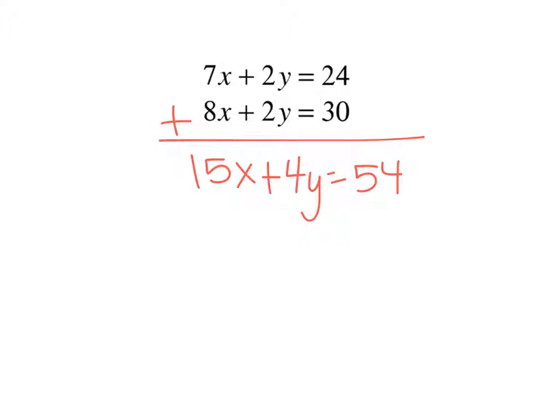Now before, we would always have a 0x or a 0y. We notice that we don't have that for x, we have 15. For y, we have 4. Okay? That is not okay. We have to be able to have one of the variables gone. If one of the variables is gone, then we can solve for the other one, but we don't.